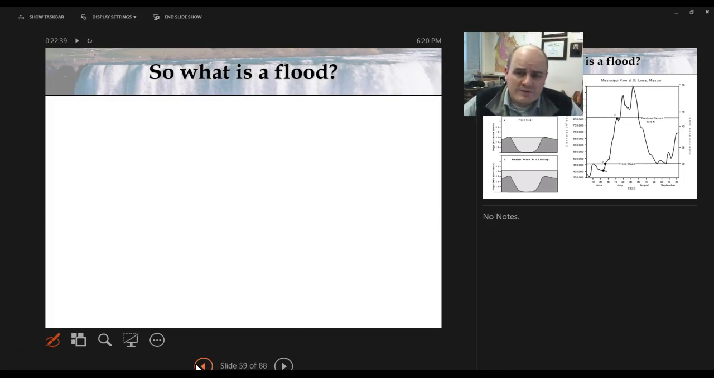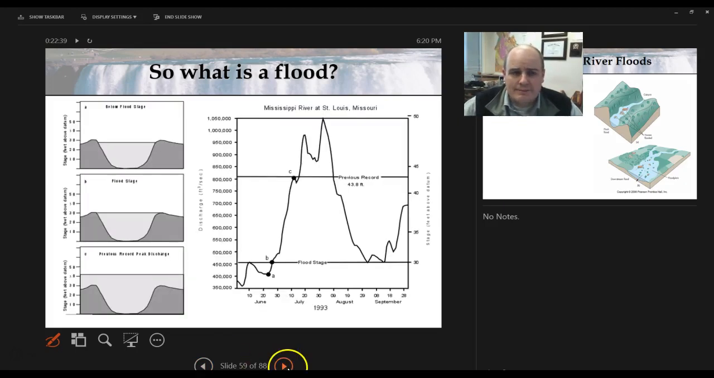Okay? So we've talked about floods a little bit, but what is a flood? Well, a flood really is any time the water goes above its banks. What we have here is a river where the water is in its channel, so it's below its flood stage. The stage is the height of the water. Now, if it was right at the top of its banks, we'd call that its flood stage. That's where it will start to flood. Anything over that, the river's going to be flooding.